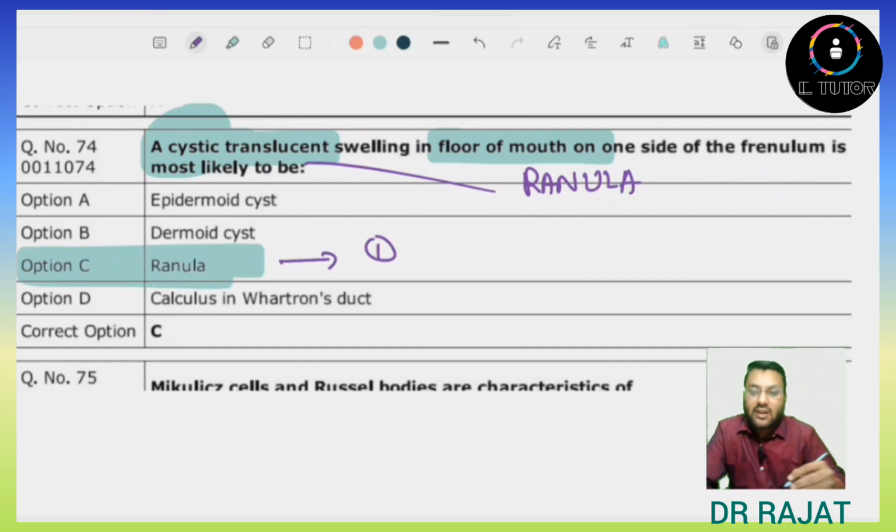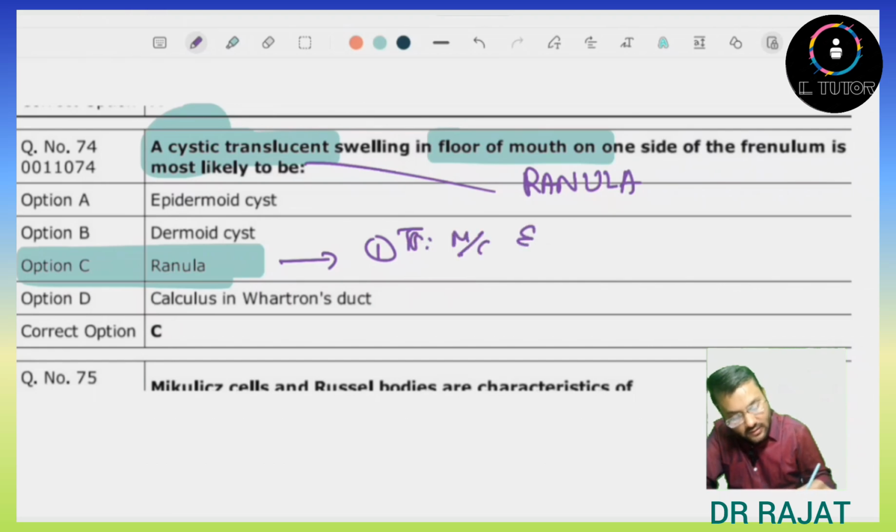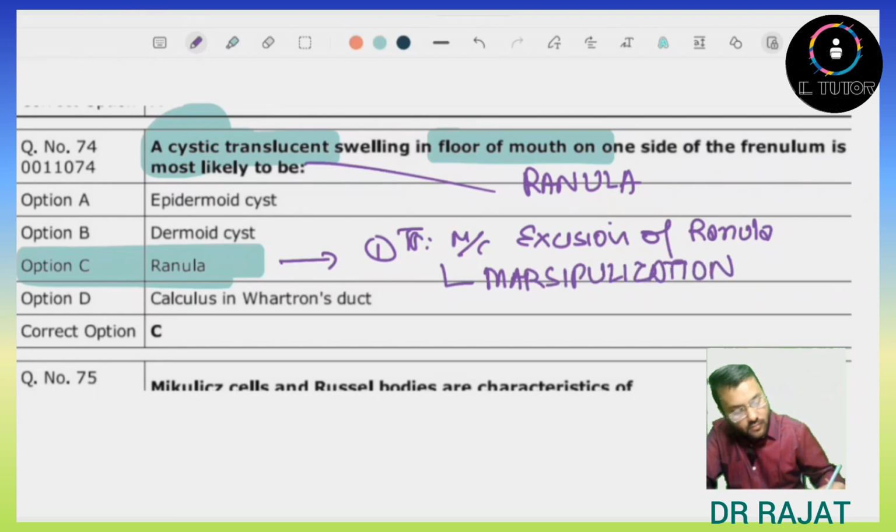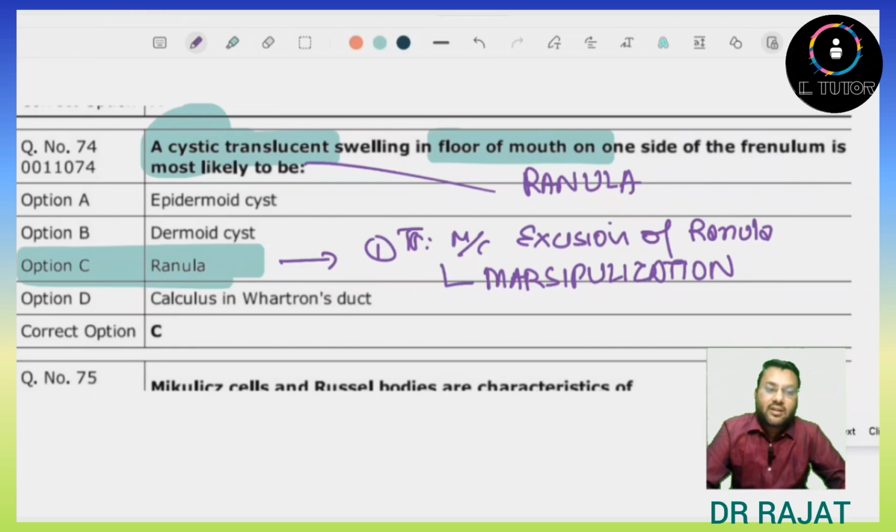So if we talk about the treatment of ranula, then nowadays most common treatment is excision of ranula. But earlier marsupialization was also done. So marsupialization is generally done when a recurrent case is there. So in normal case, excision of the ranula will be the correct answer, or will be the correct treatment.